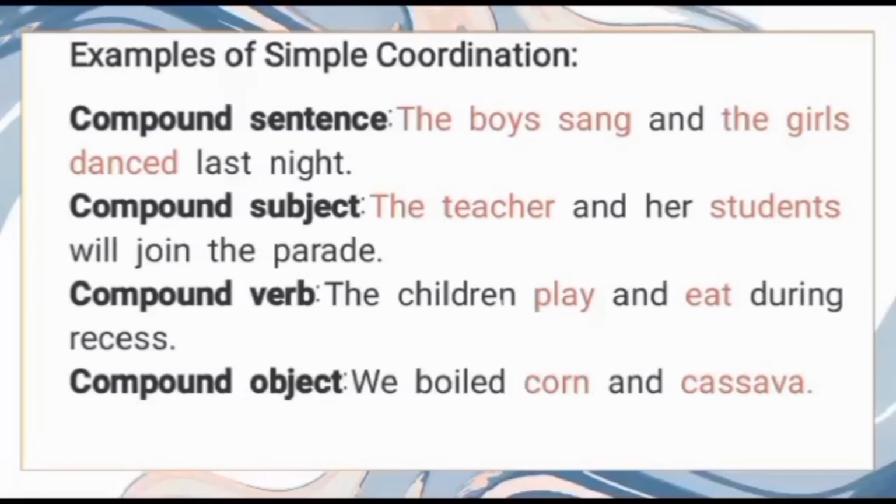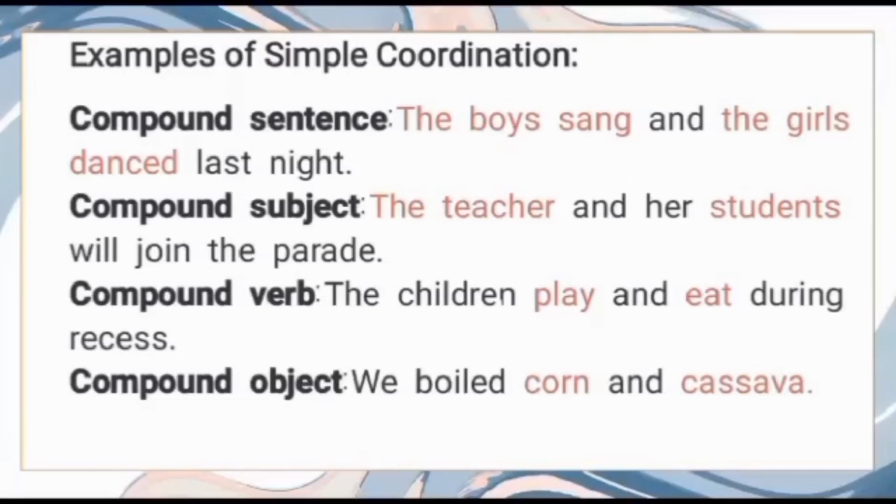Next, a compound subject is a subject with two or more simple subjects. So we have here the teacher and her students. The first subject is the teacher, then the conjunction and, and the second subject is her students. I changed the color so you can identify them.